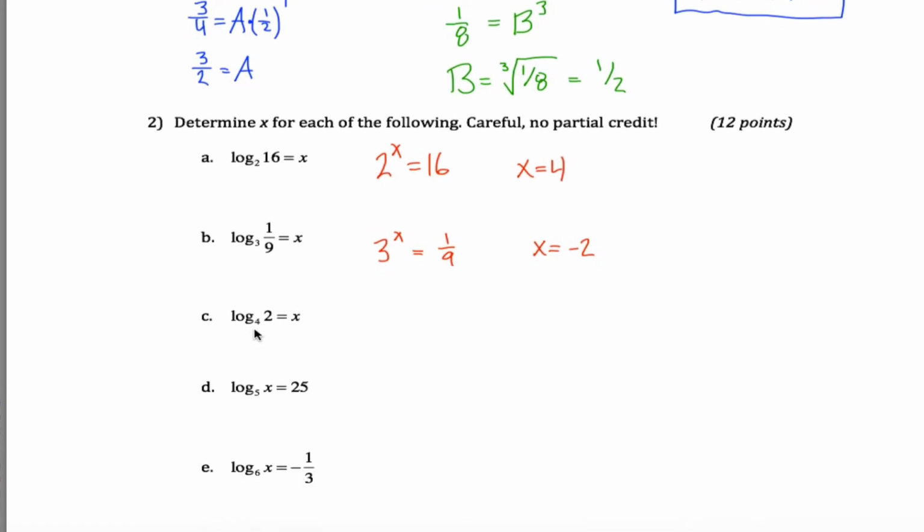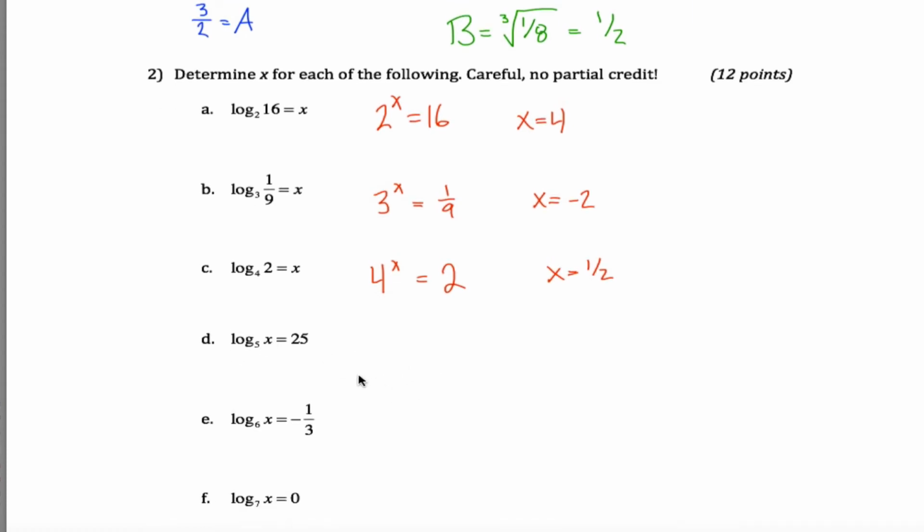What about log base 4 of 2 equals x? Well, if I switch that into exponential notation, it's 4 to the x power is equal to 2. To what power must I raise 4 to make it 2? Well, it turns out the answer is 1/2, and that's because the square root of 4, which is the same as raising it to the 1/2 power, gives you the 2.